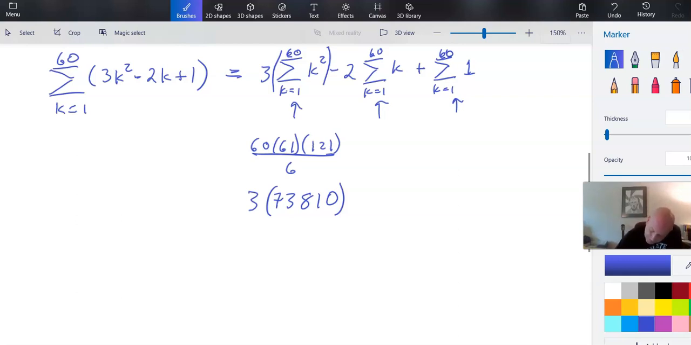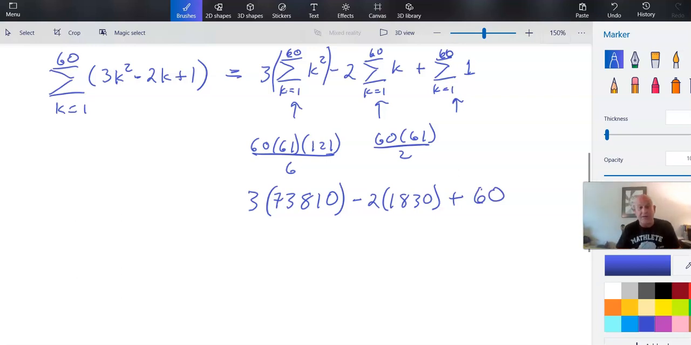Then here, this is going to be 60 times 61 over 2, right? That's the n times n plus 1 over 2. That's the sum of k, right? And if we go ahead and multiply that out, I get 1830, right? And remember that was times minus 2, plus, and then the last one, well, n is 60, so it's n times c. c is 1, so this is just 60, right? I don't have to do anything special. And then from there, it's just a matter of order of operations from here on out, right?